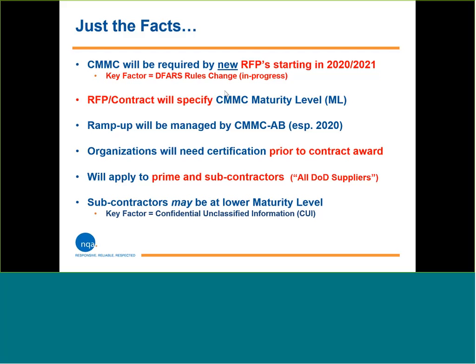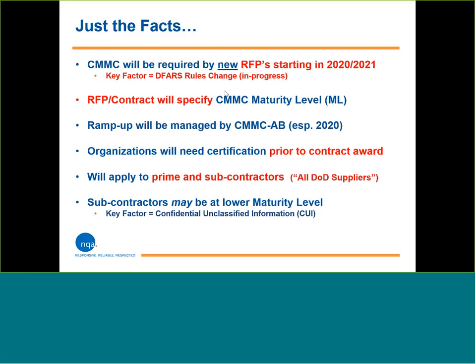So it will not affect any existing contract you have per se, and it certainly won't show up in every new RFP starting in that time frame, but really in a phased approach. And one of the key things it's waiting for is the DFARS needs a rule change, because right now it currently calls out the self-attestation to NIST 800-171. That will need to be changed to the CMMC program before this effectively can start.